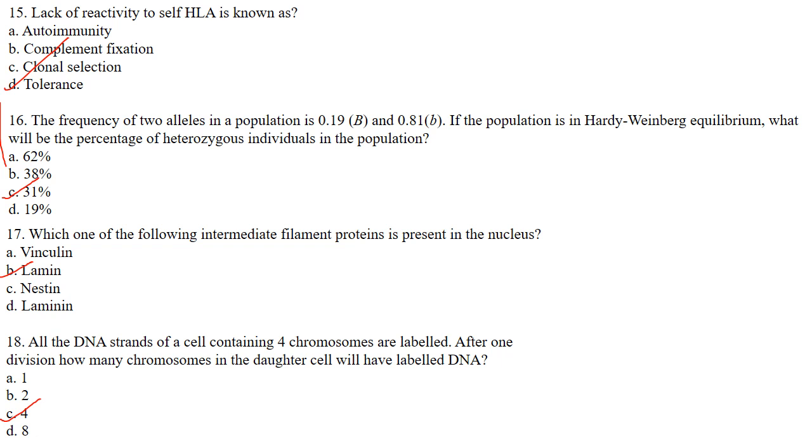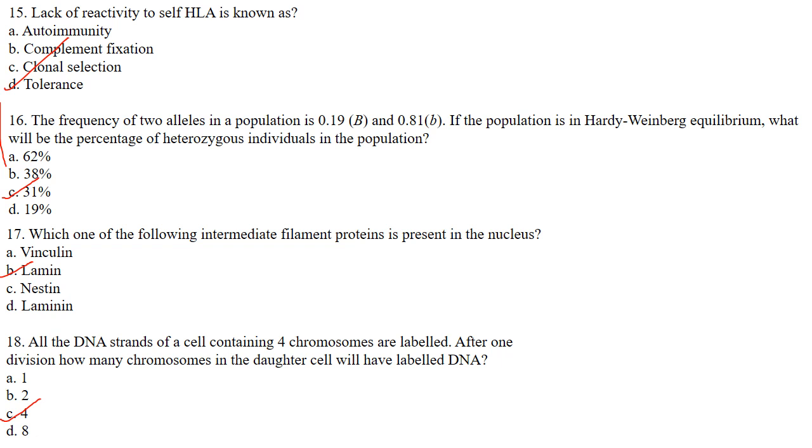Then the frequency of two alleles in a population is 0.19 and 0.81. If the population is in Hardy-Weinberg equilibrium, what will be the percentage of heterozygous individuals in the population? So that will be around 2pq. So 2 into 0.19 into 0.81 into 100. That will be 31%. So the answer here is option C.